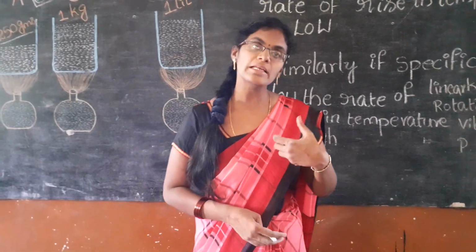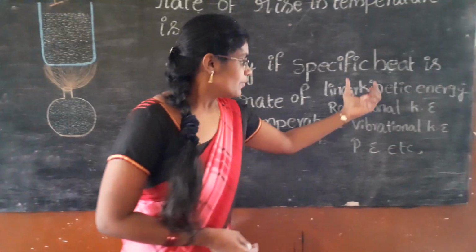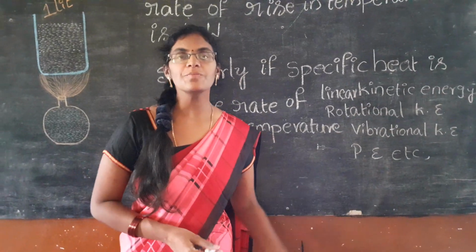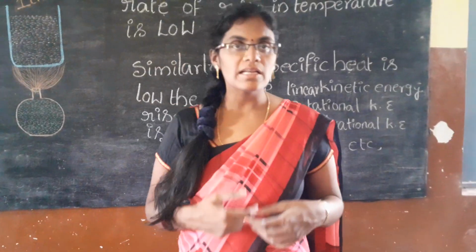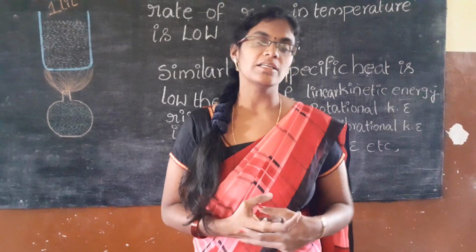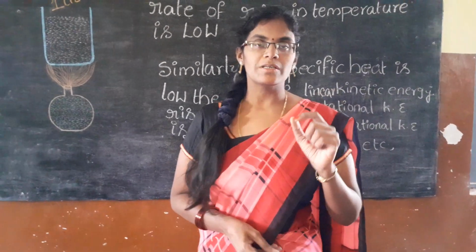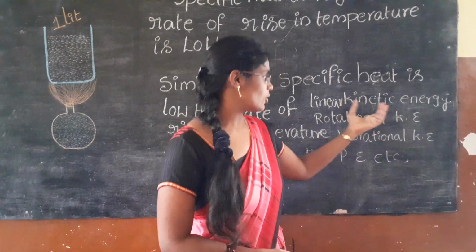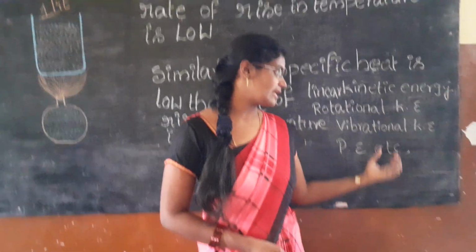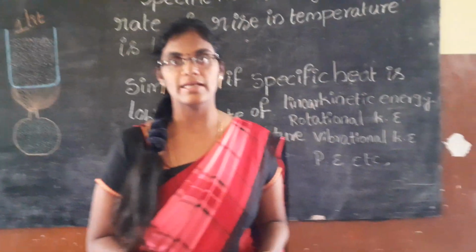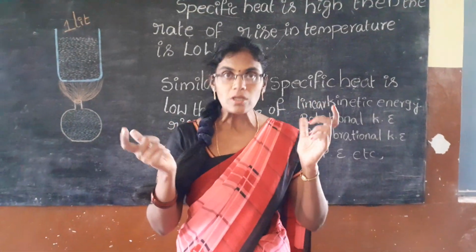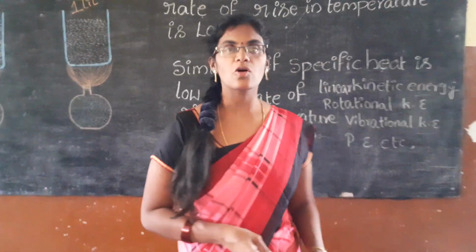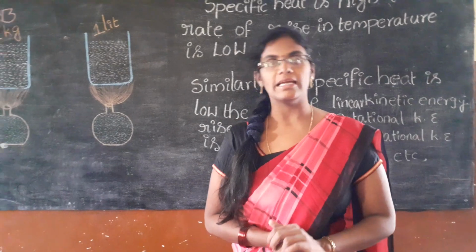The total energy of the system is called internal energy. What is internal energy? Molecules of the system consist of different types of energies. For example, they are linear kinetic energy, rotational kinetic energy, vibrational and potential energy, like this. So, the total energy of the system is called internal energy.